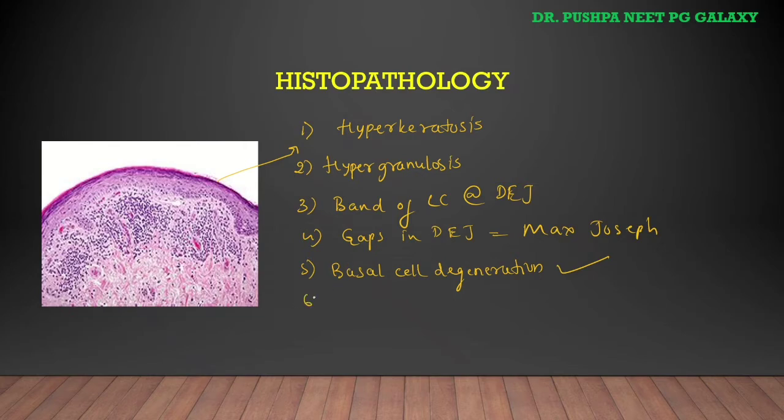There can be liquefactive degeneration at the dermoepidermal junction. There can be interface dermatitis. These are the important histopathological features of lichen planus.